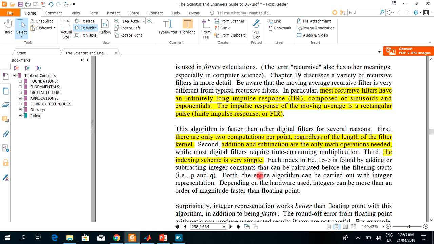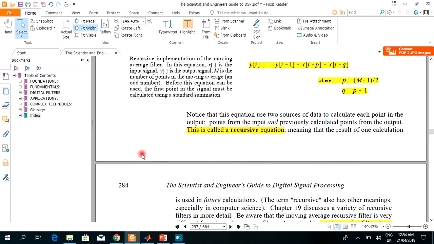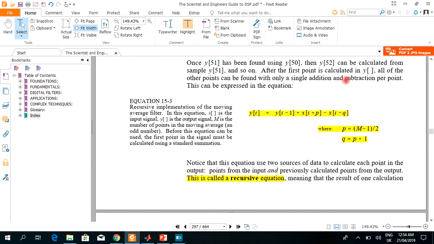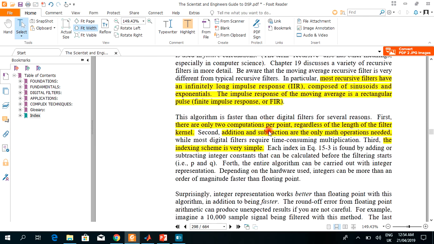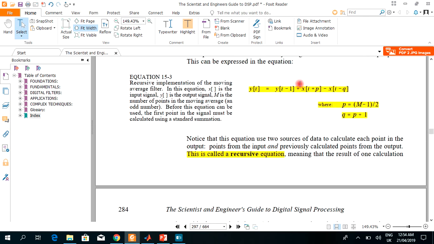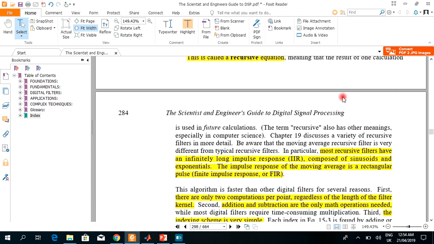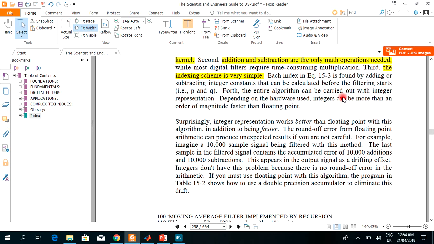Equation 15.3, as you can see, the indexing is very simple. Fourth, the algorithm can be carried out with integer representation, only integers. Depending on the hardware used, integers can be more than an order of magnitude faster than floating point, etc.